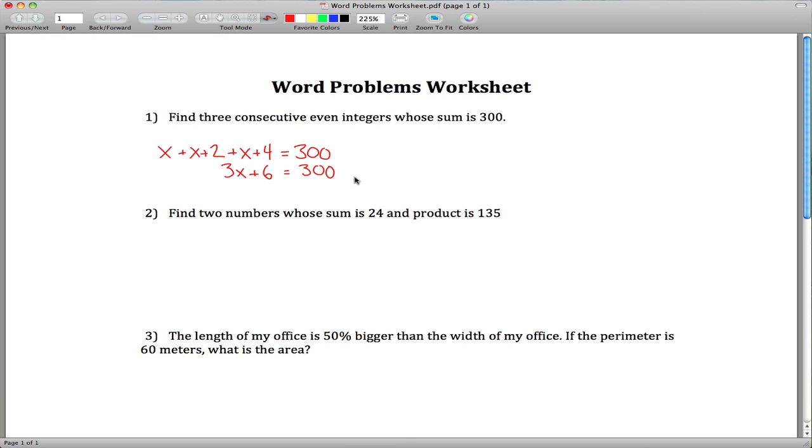So we can now solve this by subtracting 6 from both sides and get 3x equals 294. And if you divide by 3, you get x equals 98. But we just solved for x. We want to know what the 3 consecutive even integers are. So since x was the first of them, it's going to be 98, this one would be 100, and this one would be 102. So our final answer would be 98, 100, and 102.